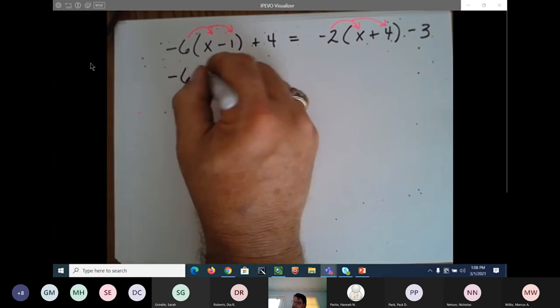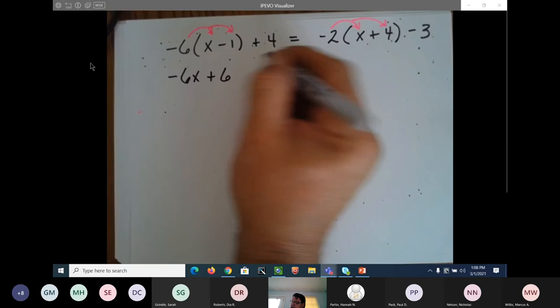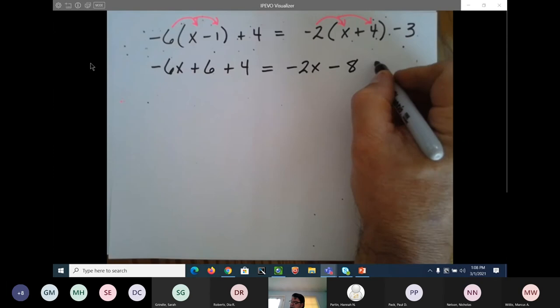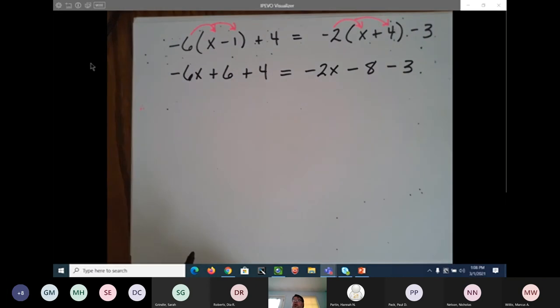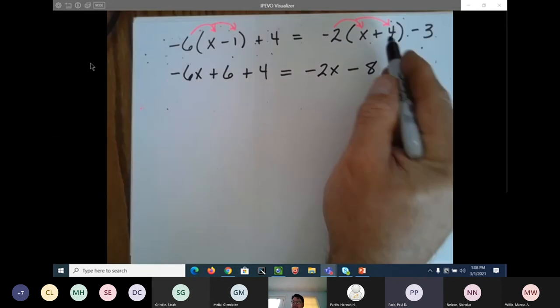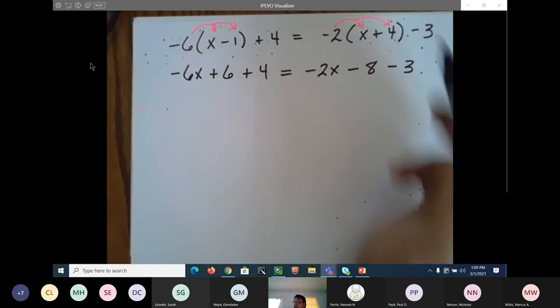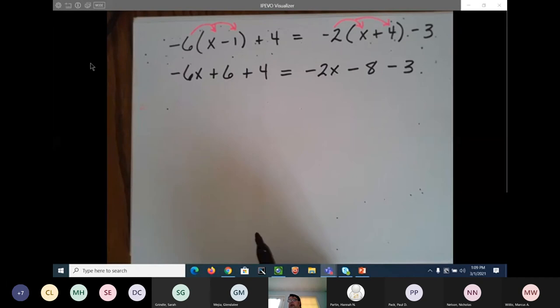Negative 6x plus 6 plus 4 is equal to negative 2x minus 8 minus 3. Who's got questions? How did I get a positive 6? Somebody tell me how I got a positive 6. Because negative 6 times negative 1 would be a positive 6, because those two negative numbers. So ding, ding. Exactly. Six. Good job. And why did I get a negative 8? Because negative 2 times positive 4 is what? Negative 8, unlike signs. So that comes out of 5.2, like signs and unlike signs.